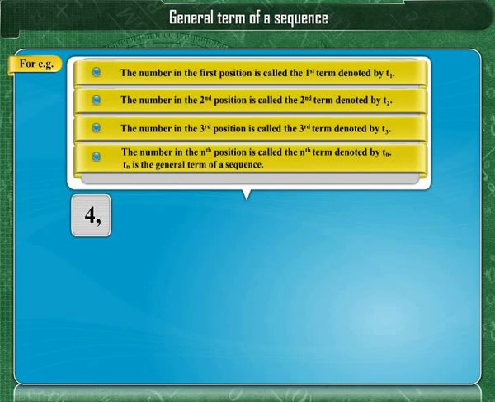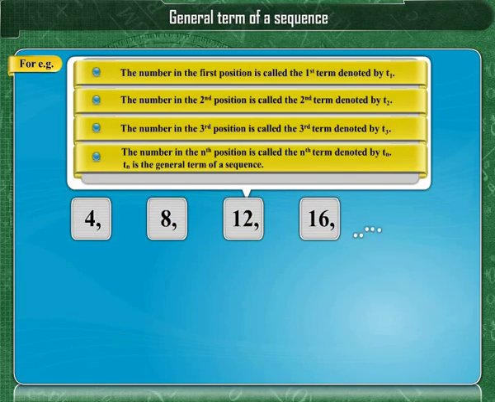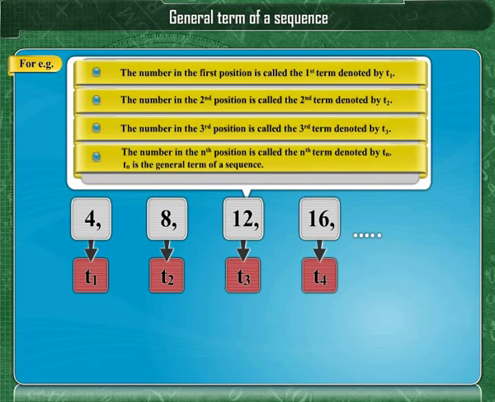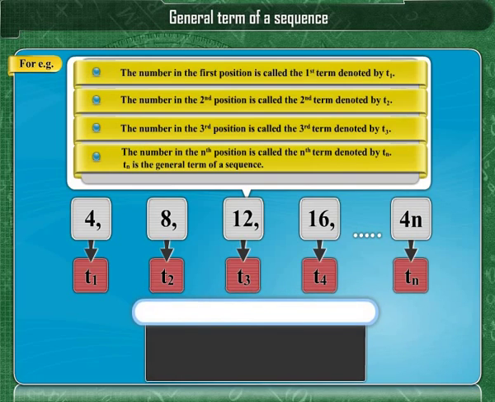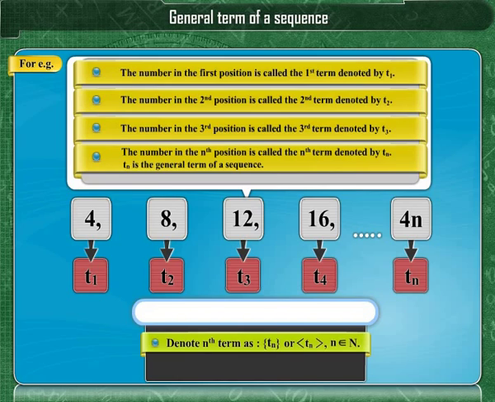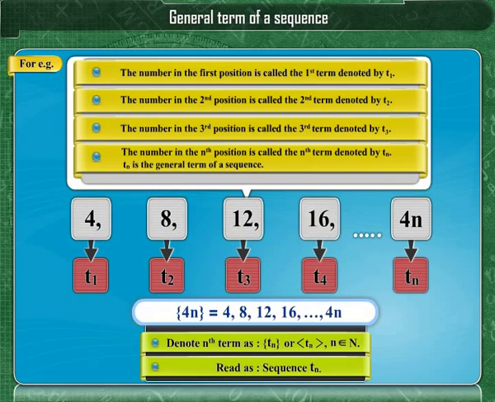In the sequence 4, 8, 12, 16 and so on, T1 is 4, T2 is 8, T3 is 12, T4 is 16 and so on. Tn is 4n. Usually we denote the sequence by its nth term as shown. It is read as sequence Tn, where n is a natural number. Since the nth term of the sequence is 4n, we can denote the sequence as sequence 4n.